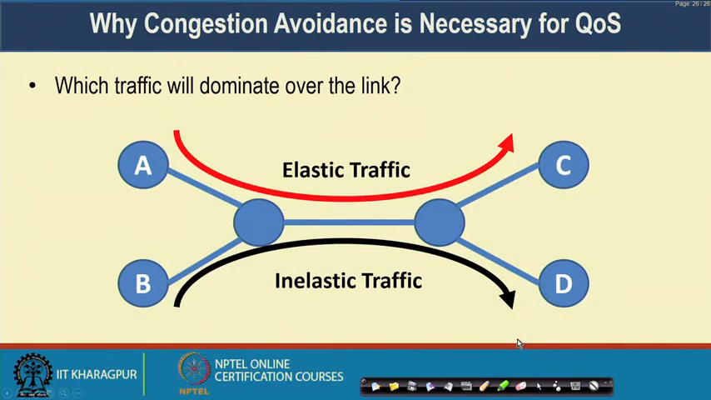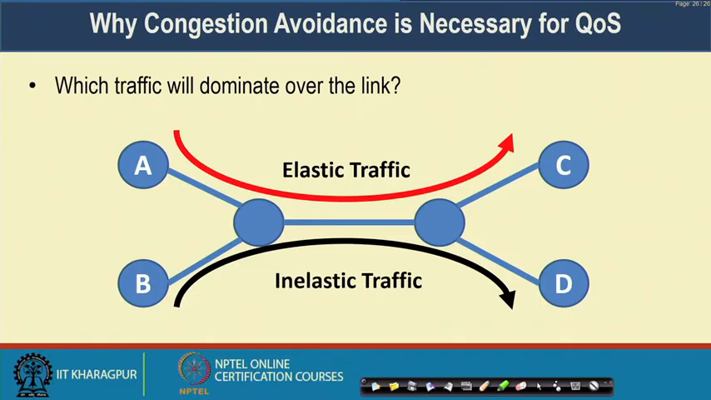Okay, so just a practice question for you: if you have elastic traffic and inelastic traffic in your network, which traffic will dominate over the link? What will happen here actually? The elastic traffic will try to increase its bandwidth. Whenever it tries to increase bandwidth, the inelastic traffic does not have any control over that congestion, and you will experience a significant amount of loss from that inelastic traffic. So, there will be an adverse effect whenever you are transferring elastic traffic and inelastic traffic together over the internet, and that is why we require congestion avoidance.